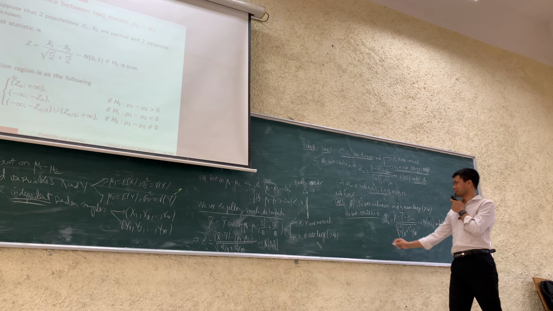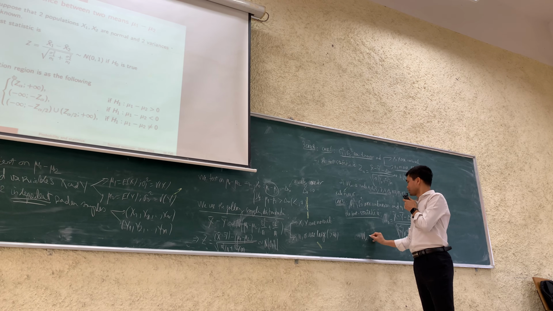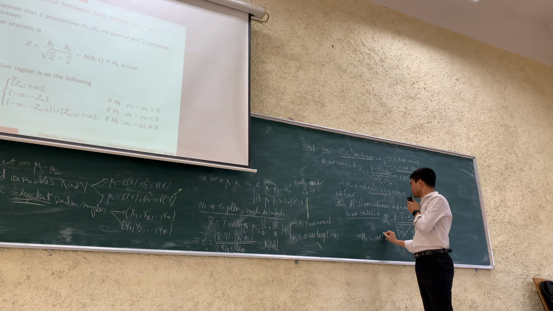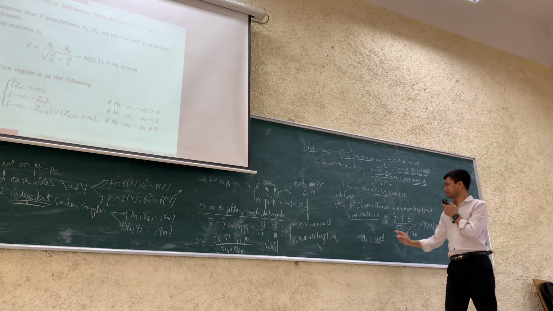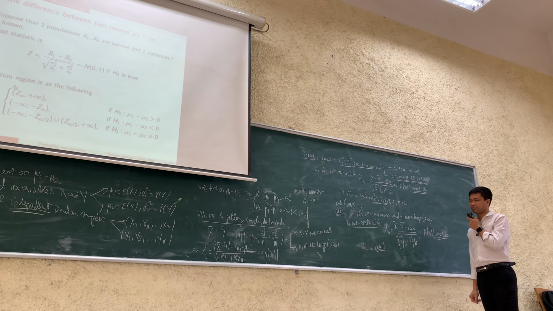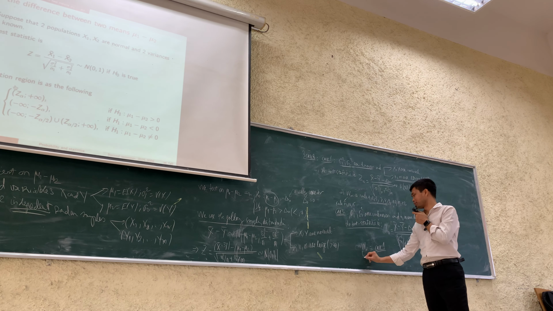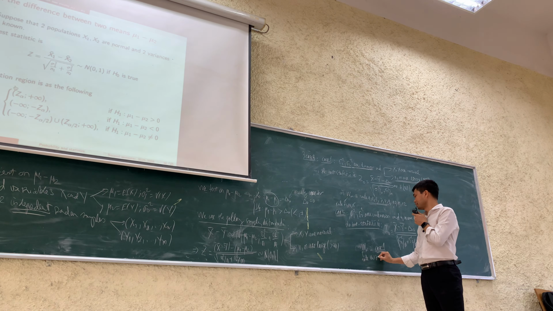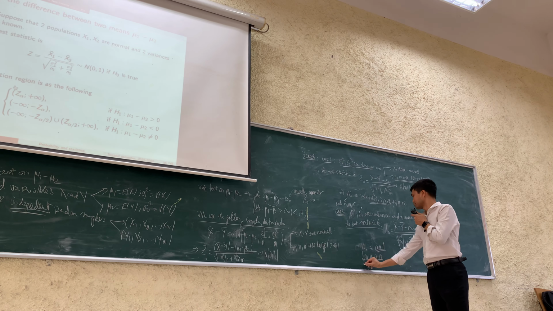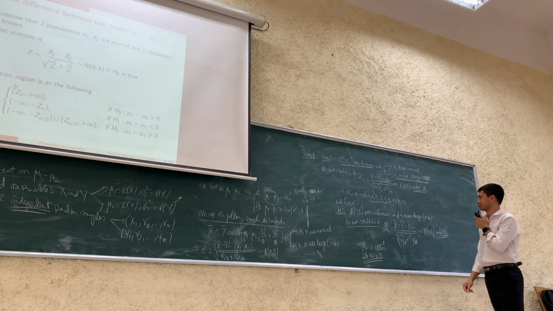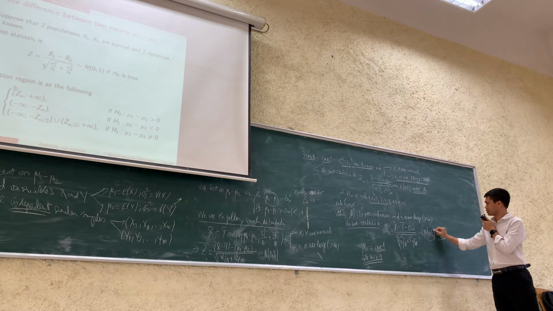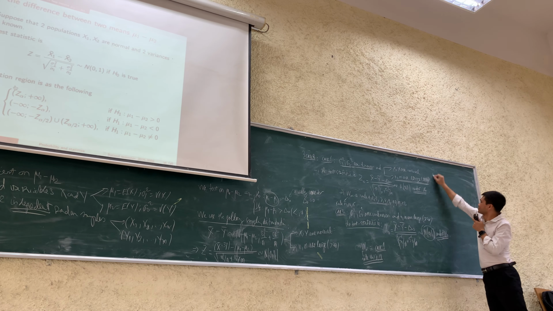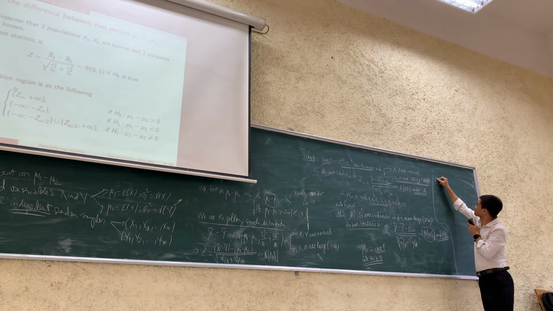So the rejection region is identical with the first case. So we have rows number 16, 17, and 18. Okay. And then what is the third case?